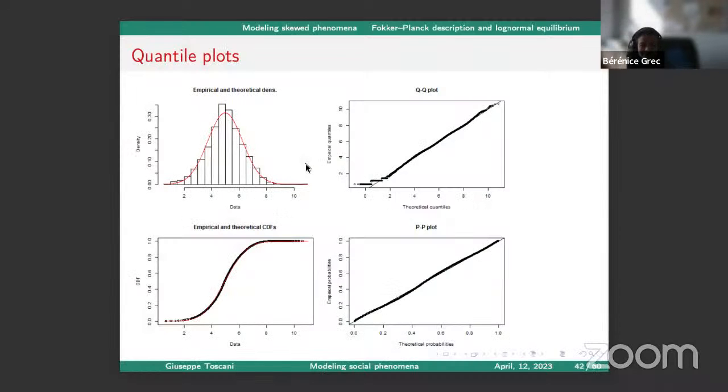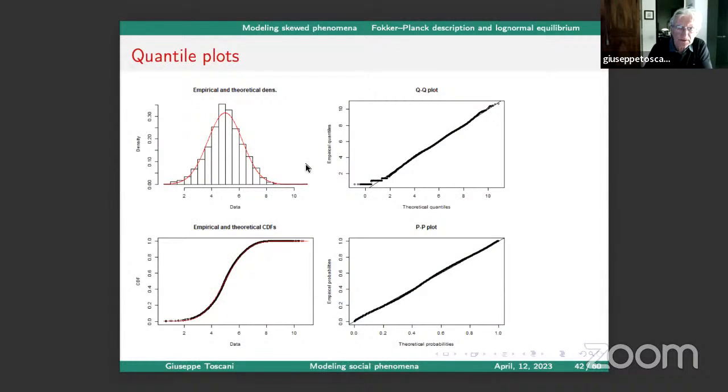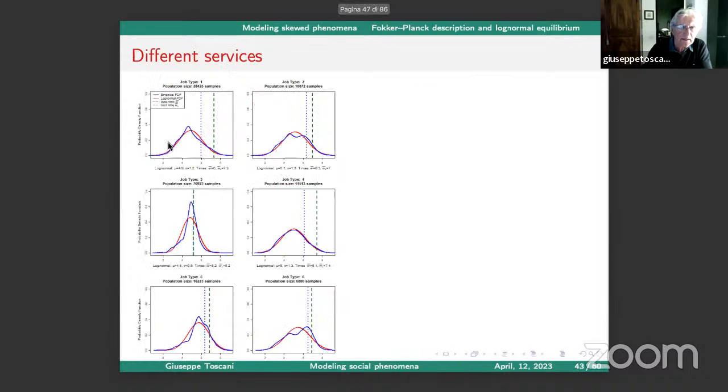I think that now it works. As you see here, you have different types of service, and the log normal distribution reproduces the services. Clearly the amount of data is not so high, and so there are differences, of course, but the log normal distribution follows the phenomenon very well.